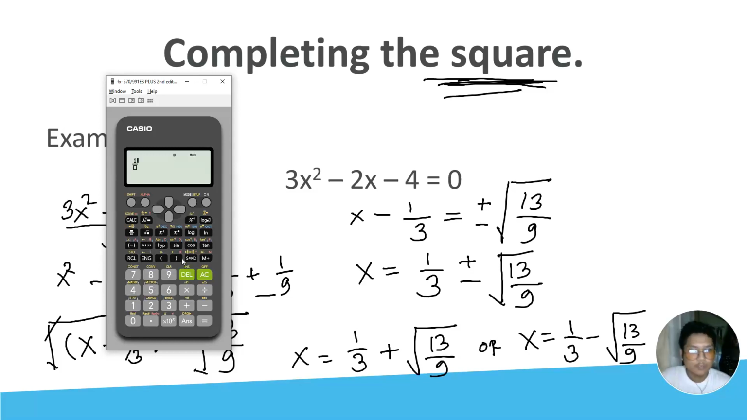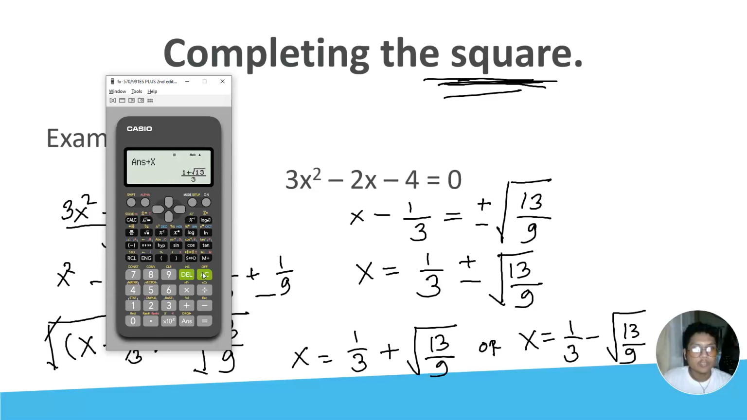So, 1/3 plus square root of 13/9. So, yan. I-store ko siya. So, shift, ito, recall sa x.